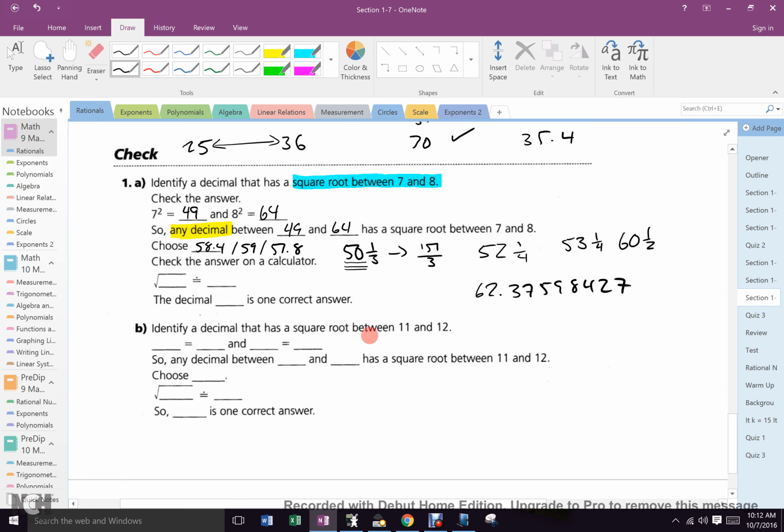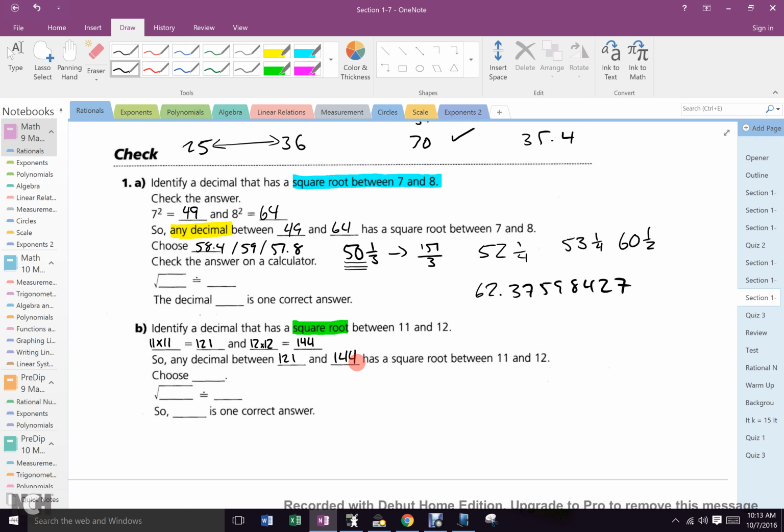Between 11 and 12. So these are the roots. So what do I need to do to those roots to find the big numbers? What do I do to the root? Times it by itself. So I'm going to start with 11 times 11, which is what? 121. And 12 times 12, which is what? 144. So any number between what and what? 121 and 144. Give me one.